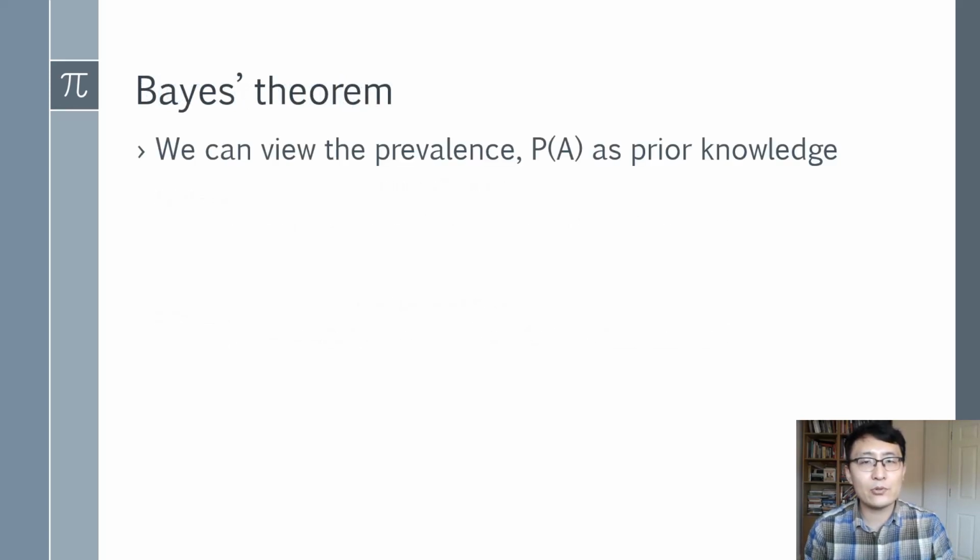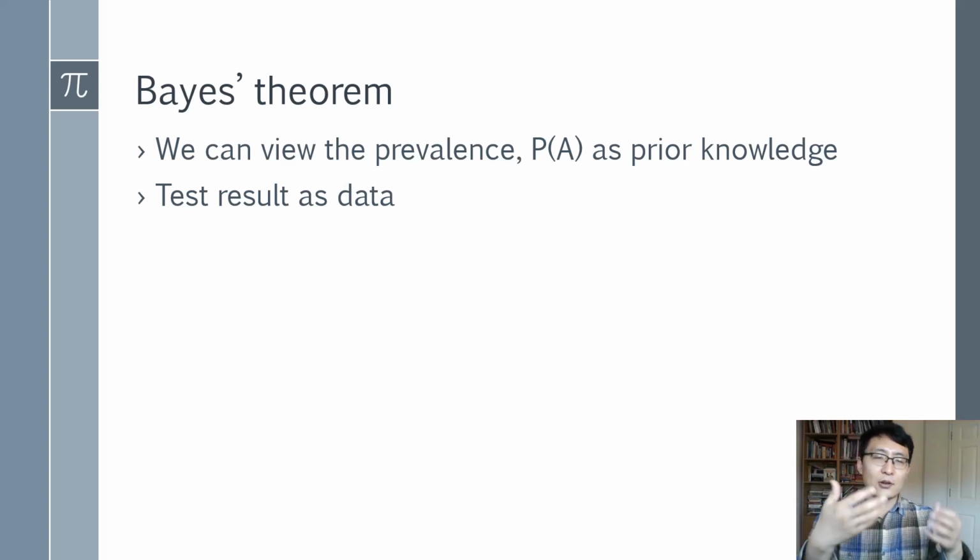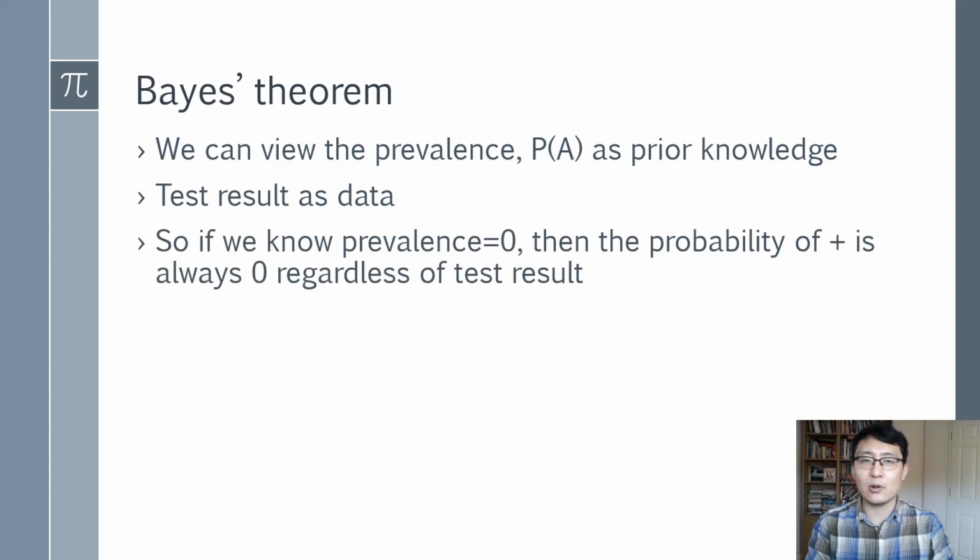We can view the prevalence, which is PA, as prior knowledge, and the test results as your data, where the test results may predict that you are positive or negative. So why is it? The intuition is that if we know the prevalence is 0, then the probability of being positive is always 0, regardless of test results. So this is a way to combine the prior knowledge with the data to give you a conclusion.